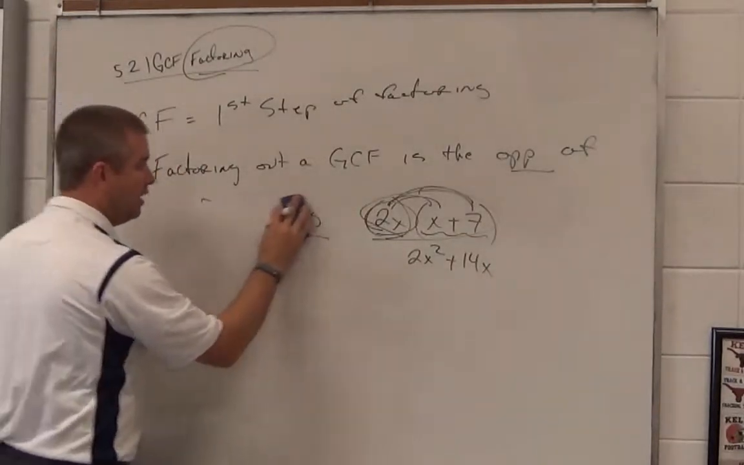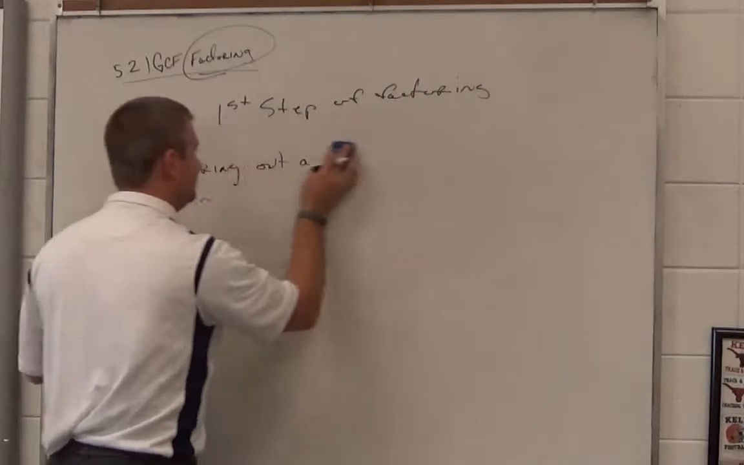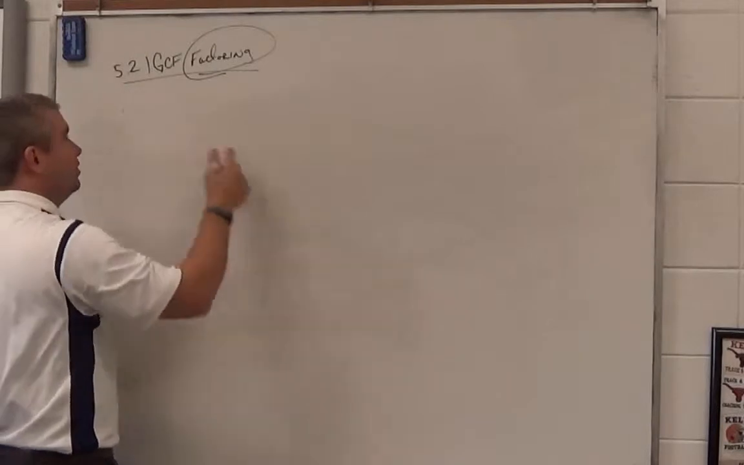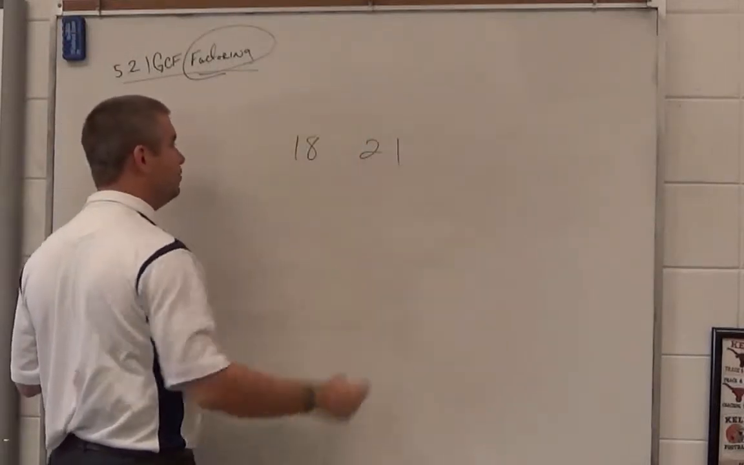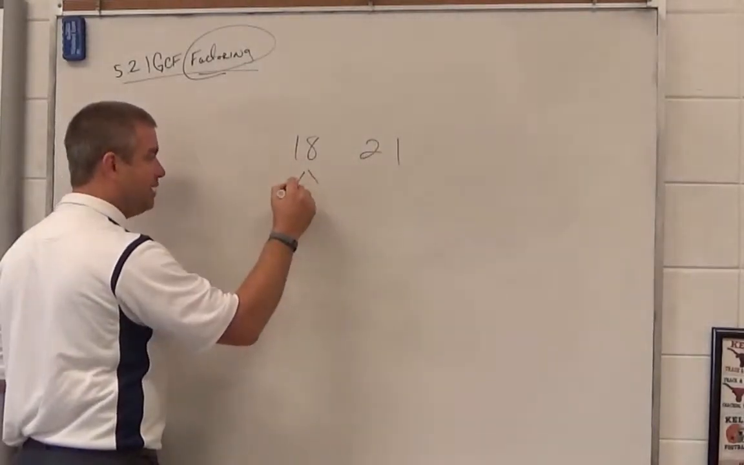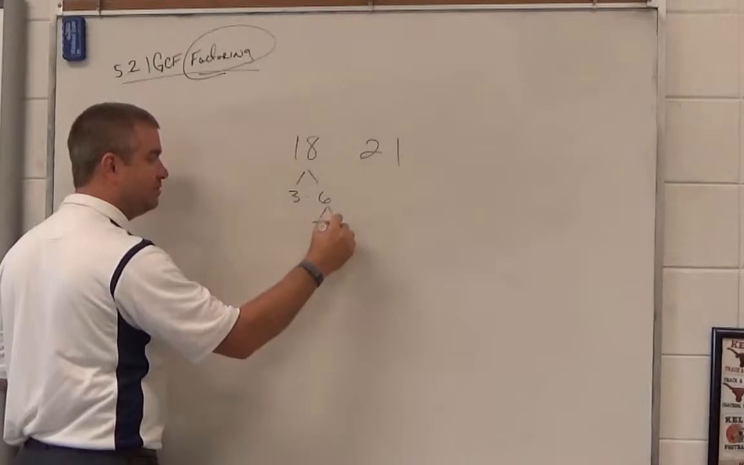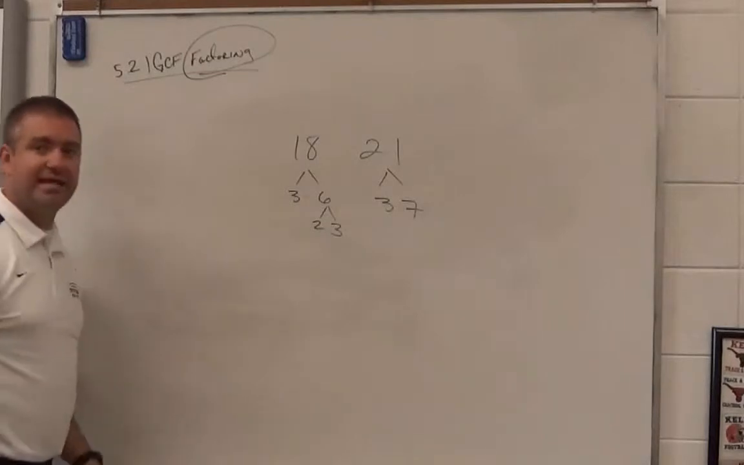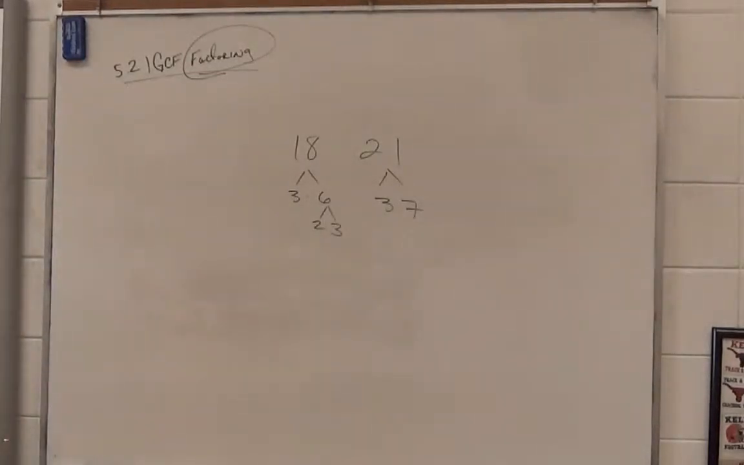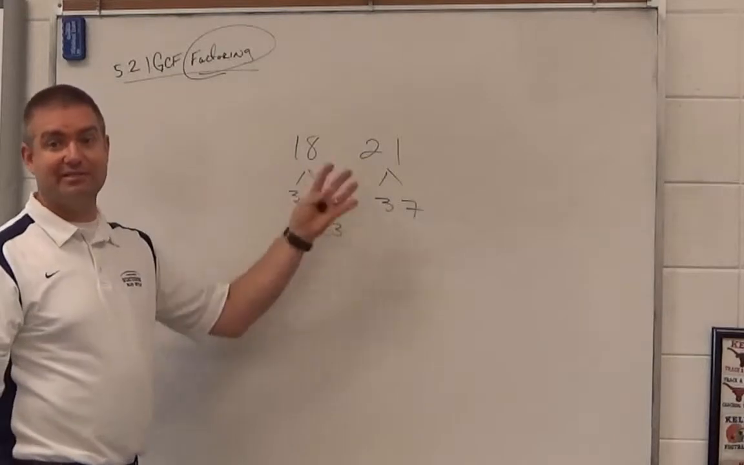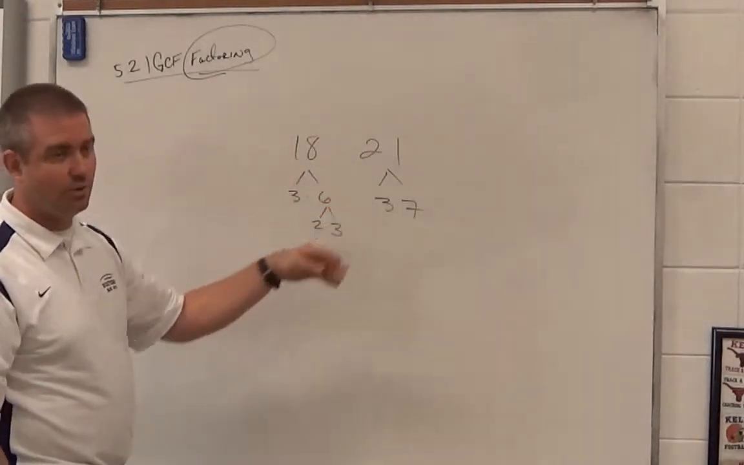Now, let's start off real basic, understanding what a GCF is. Middle school taught you this, right? What's the GCF of 18 and 21? 3. How do you know that? Well, 18 breaks up into 3 times 6. 6 breaks up into 2 times 3. 21 breaks up into 3 and 7. What do they have in common? Well, the greatest common factor is 3. They both have a 3 in them. This one has 2 3s. This has a 3 and a 7. 3 is the greatest common factor of 18 and 21.